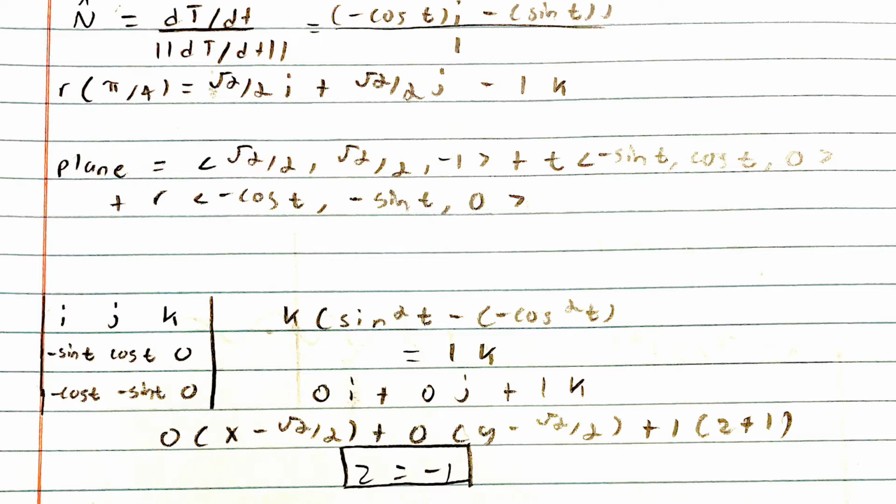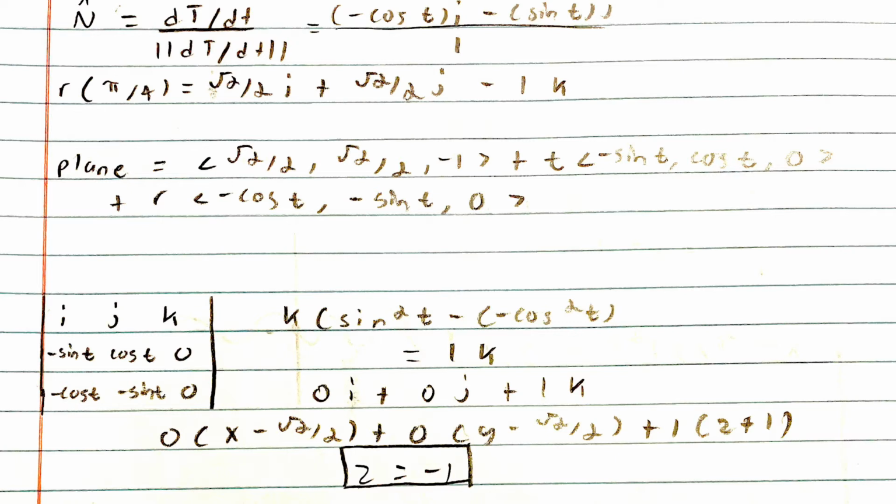In crossing the T and the N vectors, you're going to get k times sine squared t plus cosine squared t. And once again, we know that that's going to be 1. So the normal vector for our plane is going to be 0i plus 0j plus 1k. That's going to serve as the coefficients for each term in this final equation, and then you just plug in the initial points. But since both the i and the j terms have a coefficient of 0, they're going to cancel out. So you only have that k term, so you get z plus 1, which gives you the equation of the plane, which ends up being z minus 1.